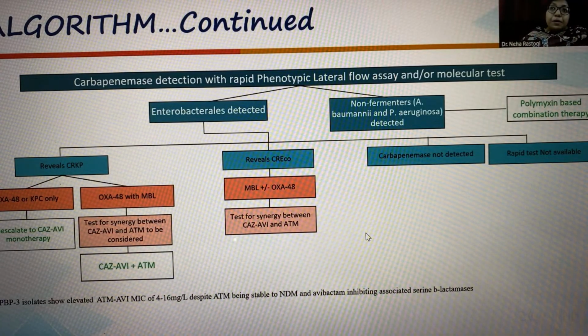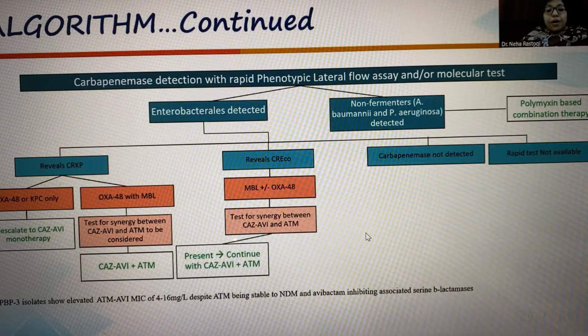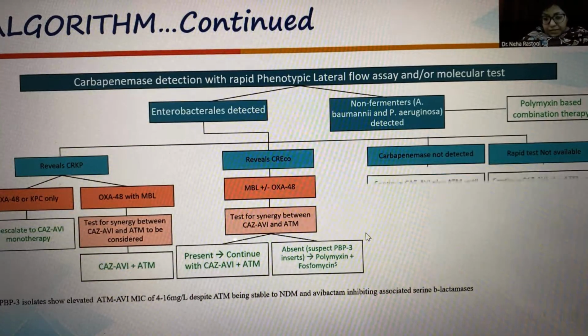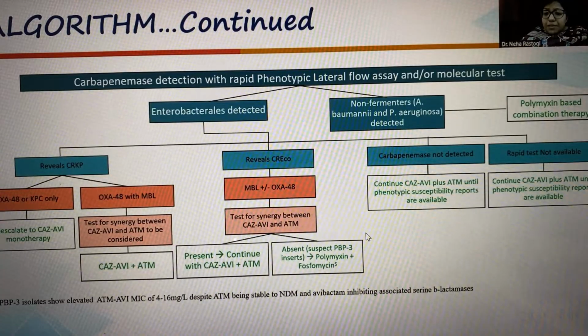E. coli having PBP3 mutations, then either you continue based on your synergy testing, or you can switch to plazomicin or ibuprofen plus minus. If a carbapenemase is not detected and your phenotypic susceptibility is not there, you can de-escalate.